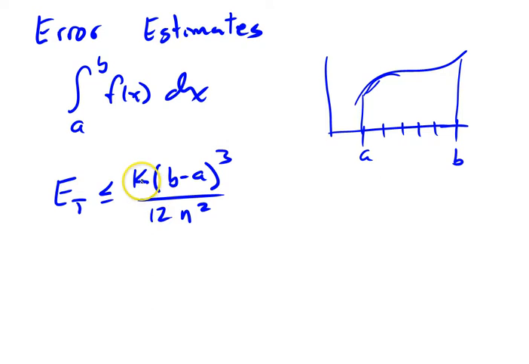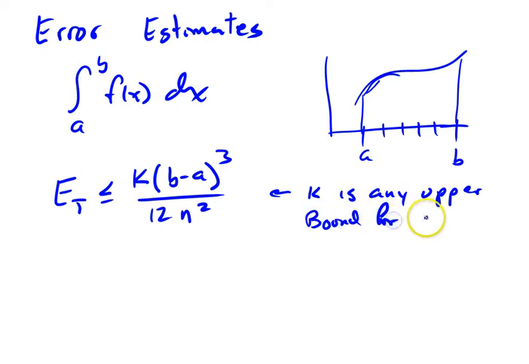K, I need to mention, is any upper bound for the second derivative on the interval. Any upper bound for the absolute value of f double prime of x on the interval from a to b. So you look at the second derivative and say, how big does it get?